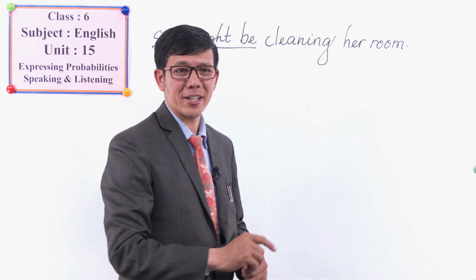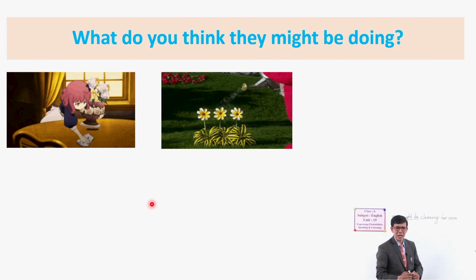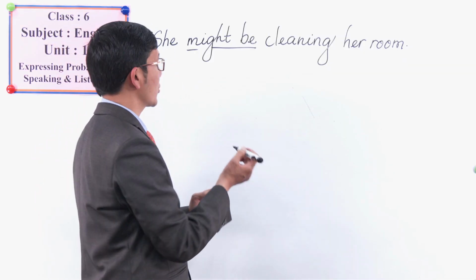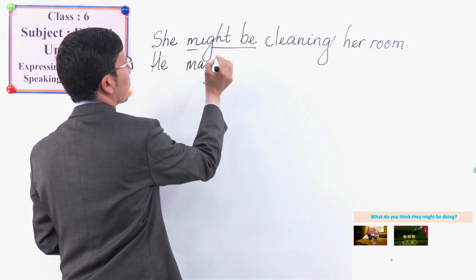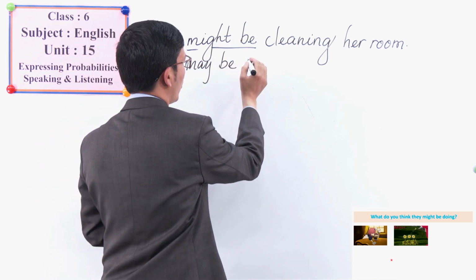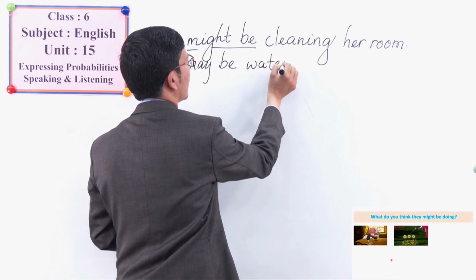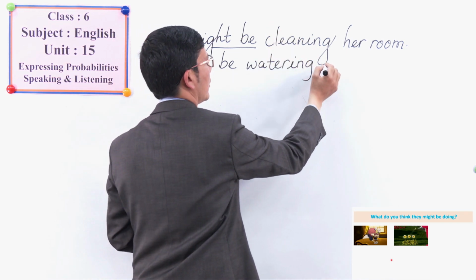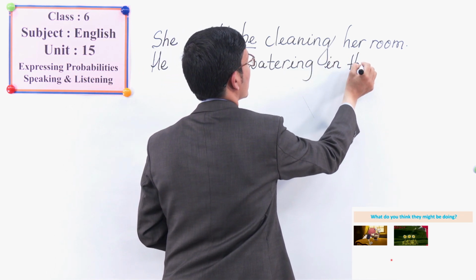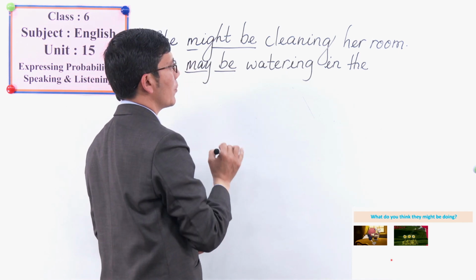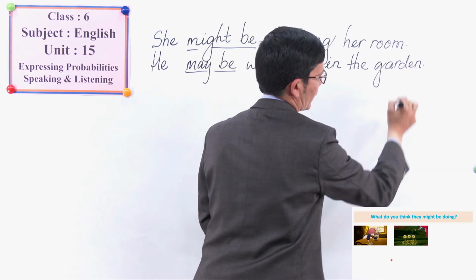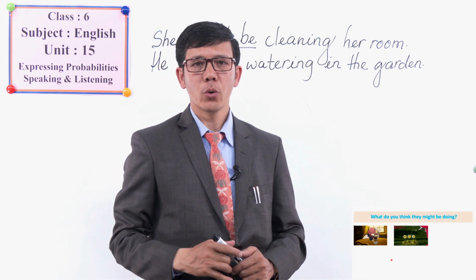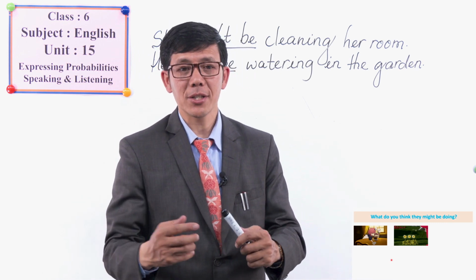And look at the second one. So what can you see there? You can say she or he. So you can say there, he, what? Good, you can say maybe he may be watering in the garden. You can see he may be watering in the garden. Good. You can write over there, what might they be doing.